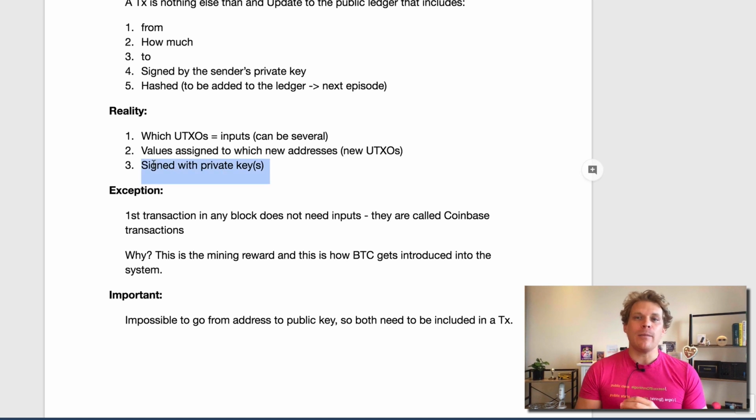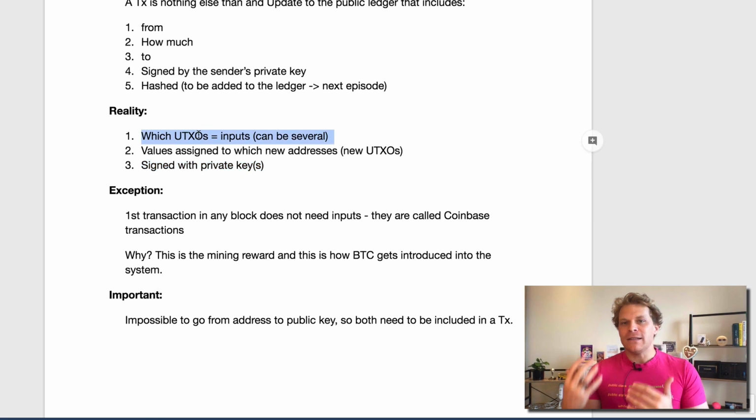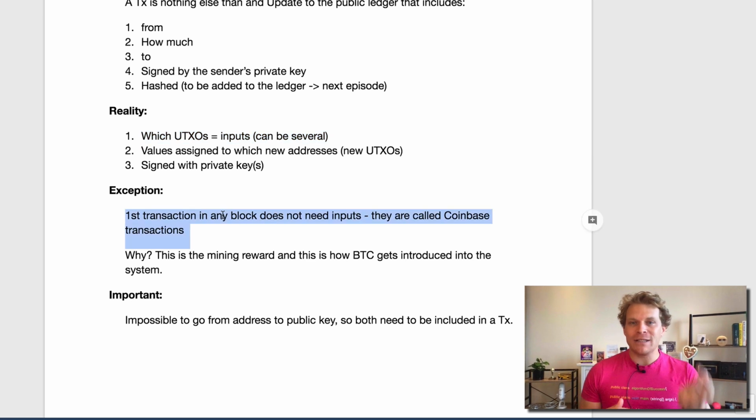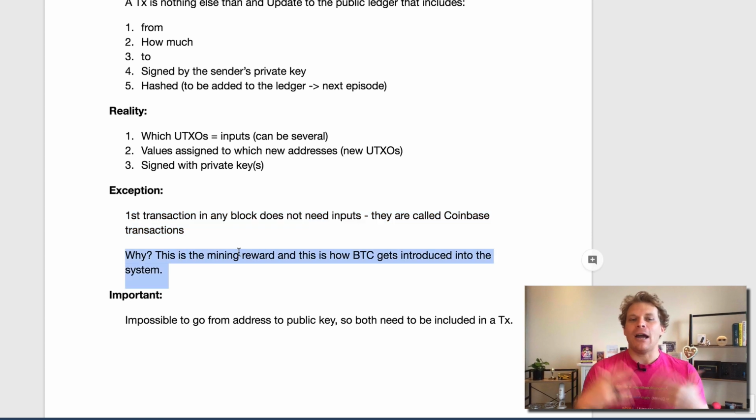And this is very, very important. Obviously, the algorithm always checks that you have at least as many inputs as outputs. You cannot create new Bitcoins. There's one exception to this. The very first transaction in any block does not need inputs. They're called Coinbase transactions. The reason might be surprising: this is the mining reward. And this is basically how Bitcoin gets introduced into the system.